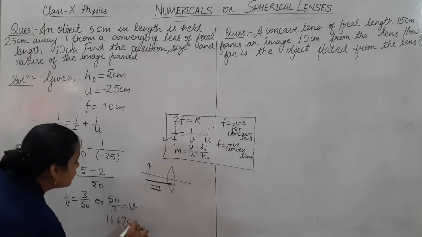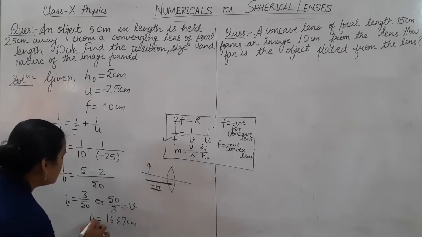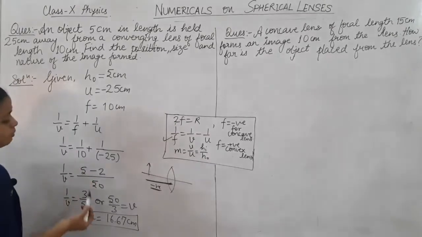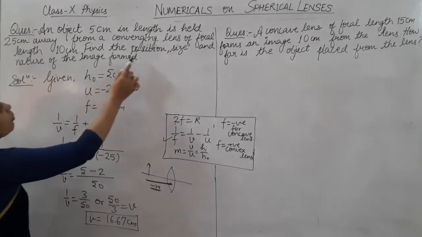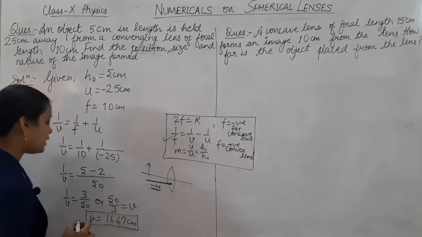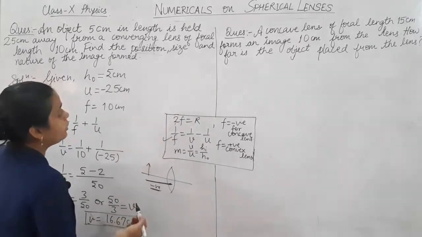Dividing this, what we will get? 16.67 centimeter. Means v will be equivalent to 16.67 centimeter, which is the position of the image. So we have found out the position of the image as image distance 16.67 centimeter.